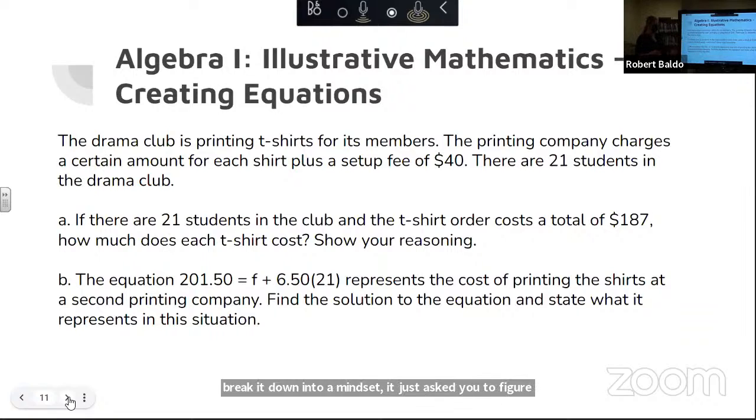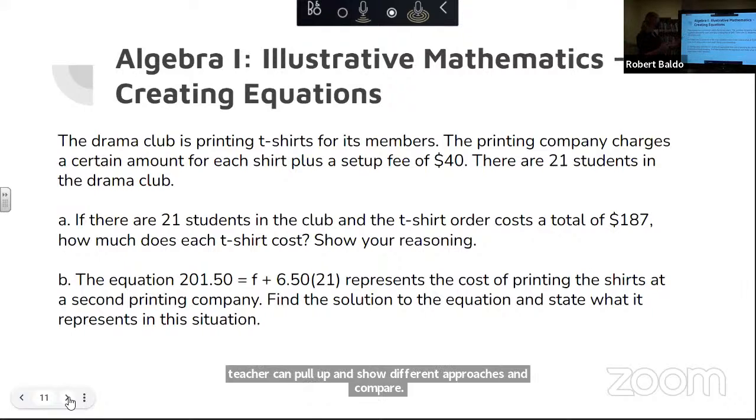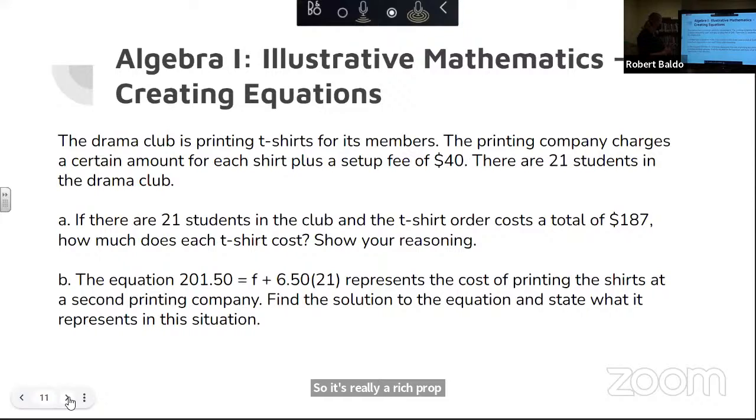So this is an instance where you could have students working independently at first, and then talking to a neighbor and discussing strategies, putting them up on the board, having the kids write their work online, and the teacher can pull up and show different approaches and compare. So it's really a rich problem for discourse in the classroom.